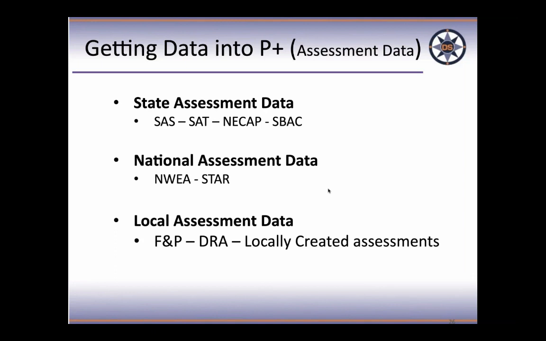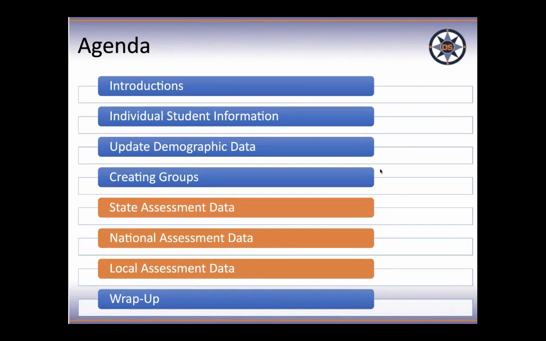F&P and DRA are assessments you buy, but you score them yourself. That data doesn't go back to the F&P company or the DRA company, and they're not normed. So national assessments are the nationally normed. Local assessments are ones that either you've created or that you've scored yourself. So those are the 3 types: state assessments, national assessments, and local assessments. And I'm going to talk about each one of them.